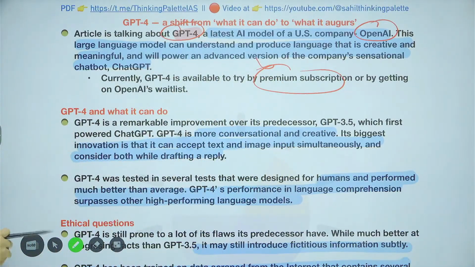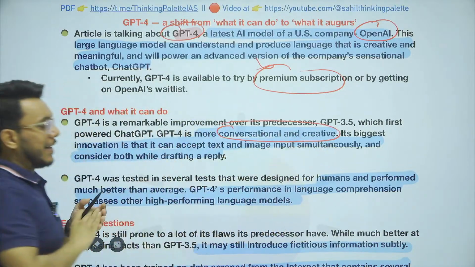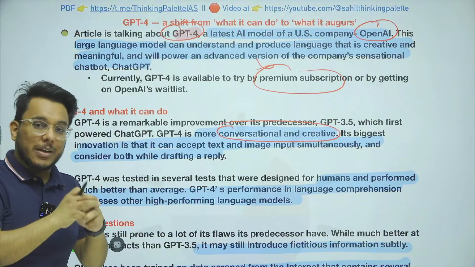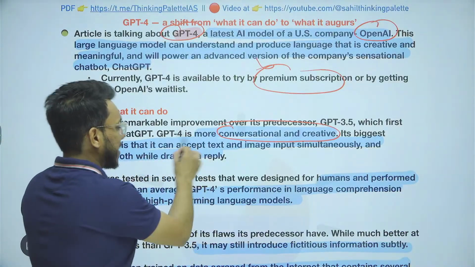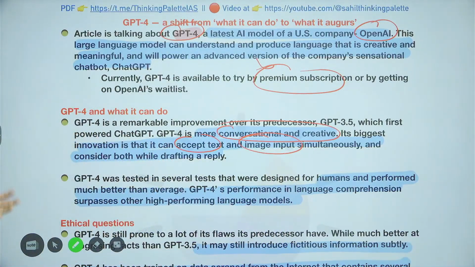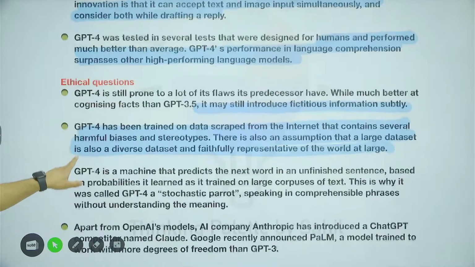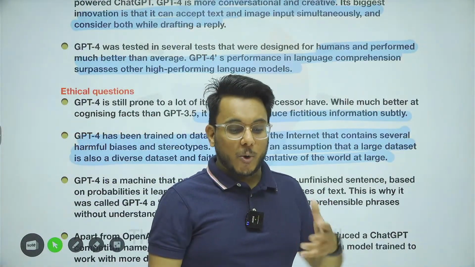Now what are the benefits of it? It can carry more creative conversations. Moreover, earlier you could only type text in ChatGPT 3.5. Now it can accept text as well as image input, both, and on that basis it can draft the answers. Better performance, better prediction, better output, all these are features of GPT-4.